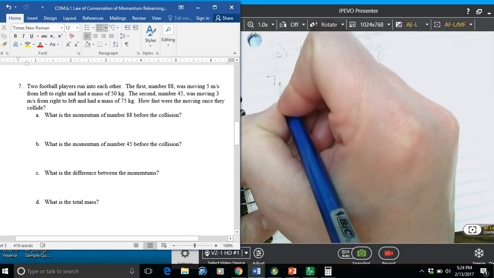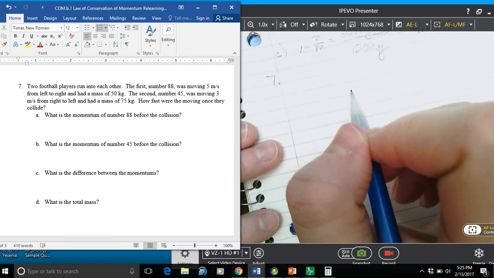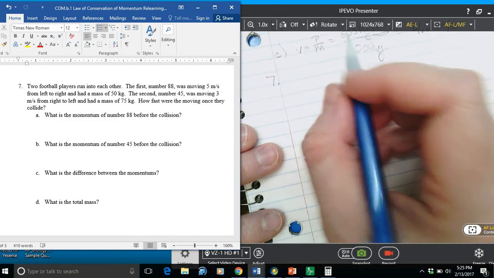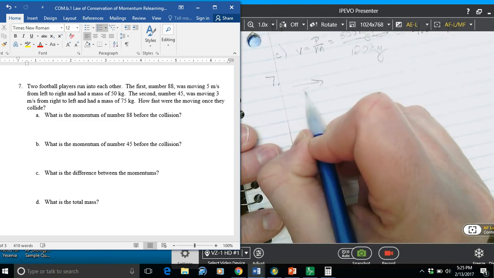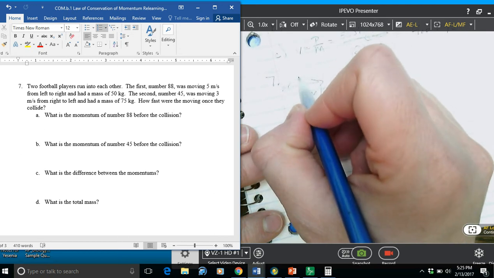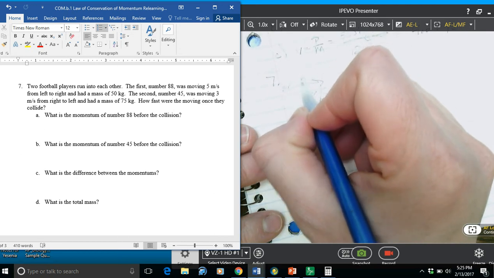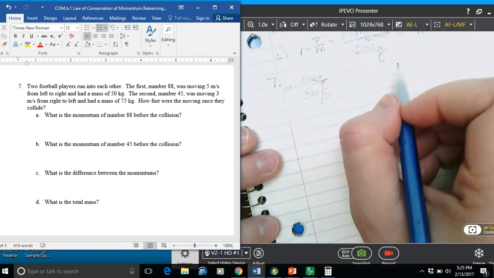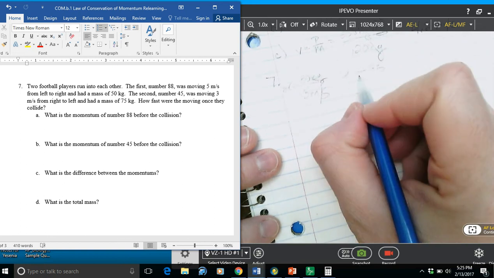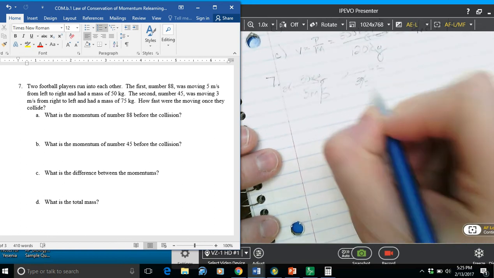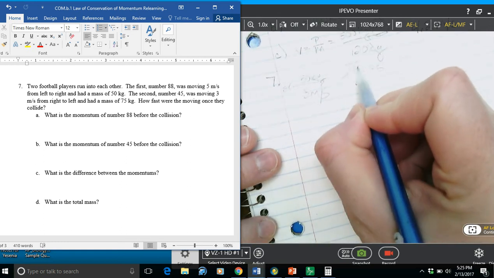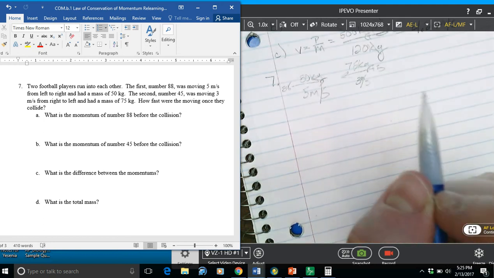Number 7, two football players run into each other. The first, number 88, was moving 5 meters per second from left to right, and has a mass of 50 kilograms. The second, number 45, was moving 3 meters per second. Sorry about my units there, got a little sloppy. And has a mass of 75 kilograms. How fast were they moving once they collide?